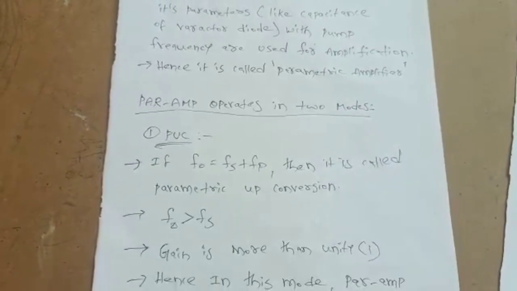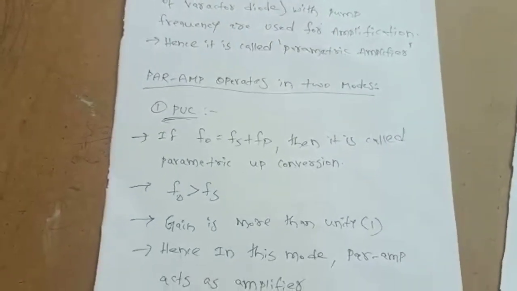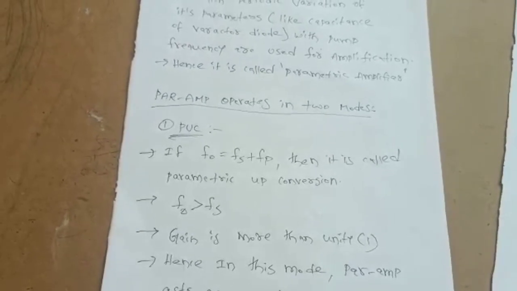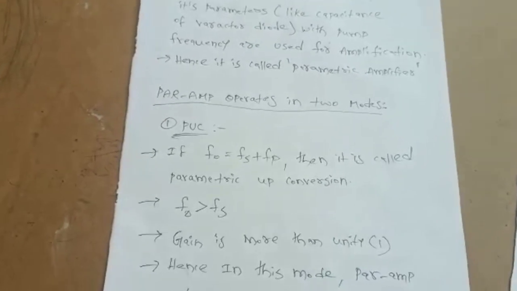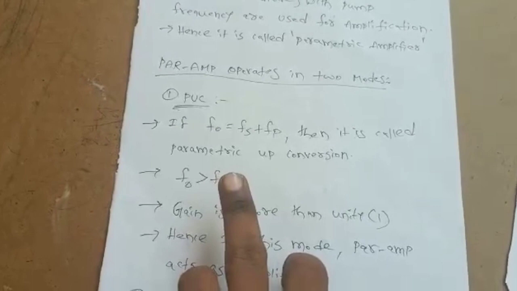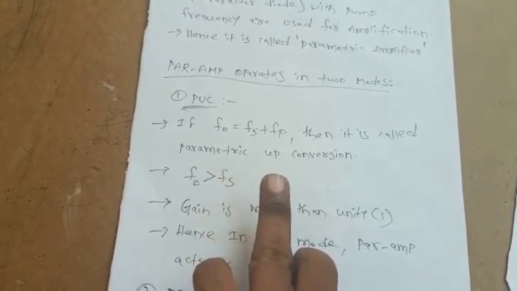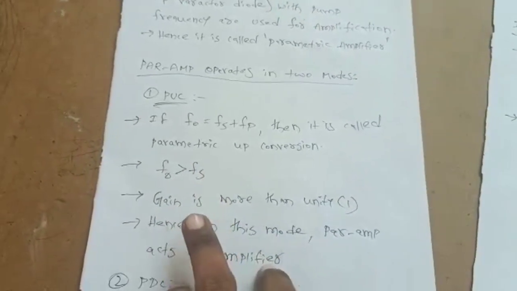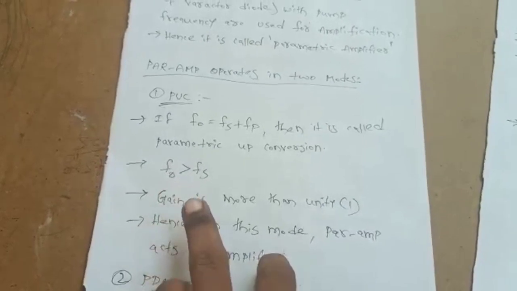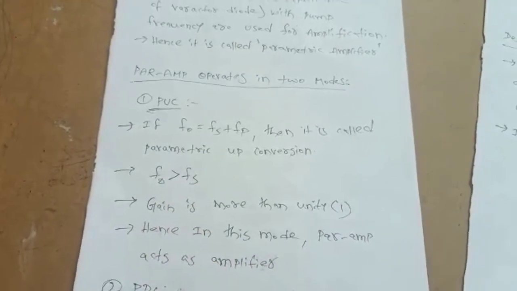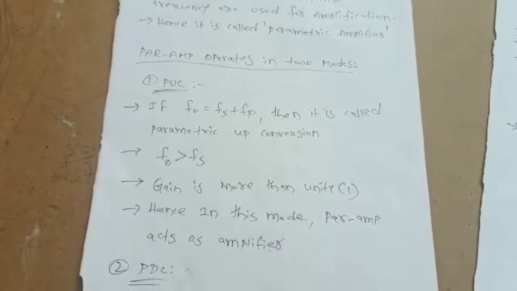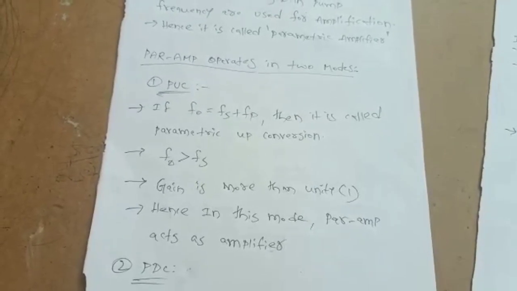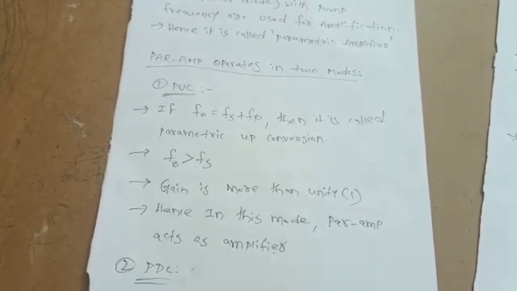This parametric amplifier operates in two modes. One is called parametric up conversion, the other is called parametric down conversion, that is PUC and PDC. In parametric up conversion, if the output frequency is equal to Fs plus Fp, then it is called parametric up conversion. In this case, the output frequency is greater than the input frequency Fs. In this mode, the gain is more than 1. Hence, in this mode, the parametric amplifier will act as a pure amplifier.